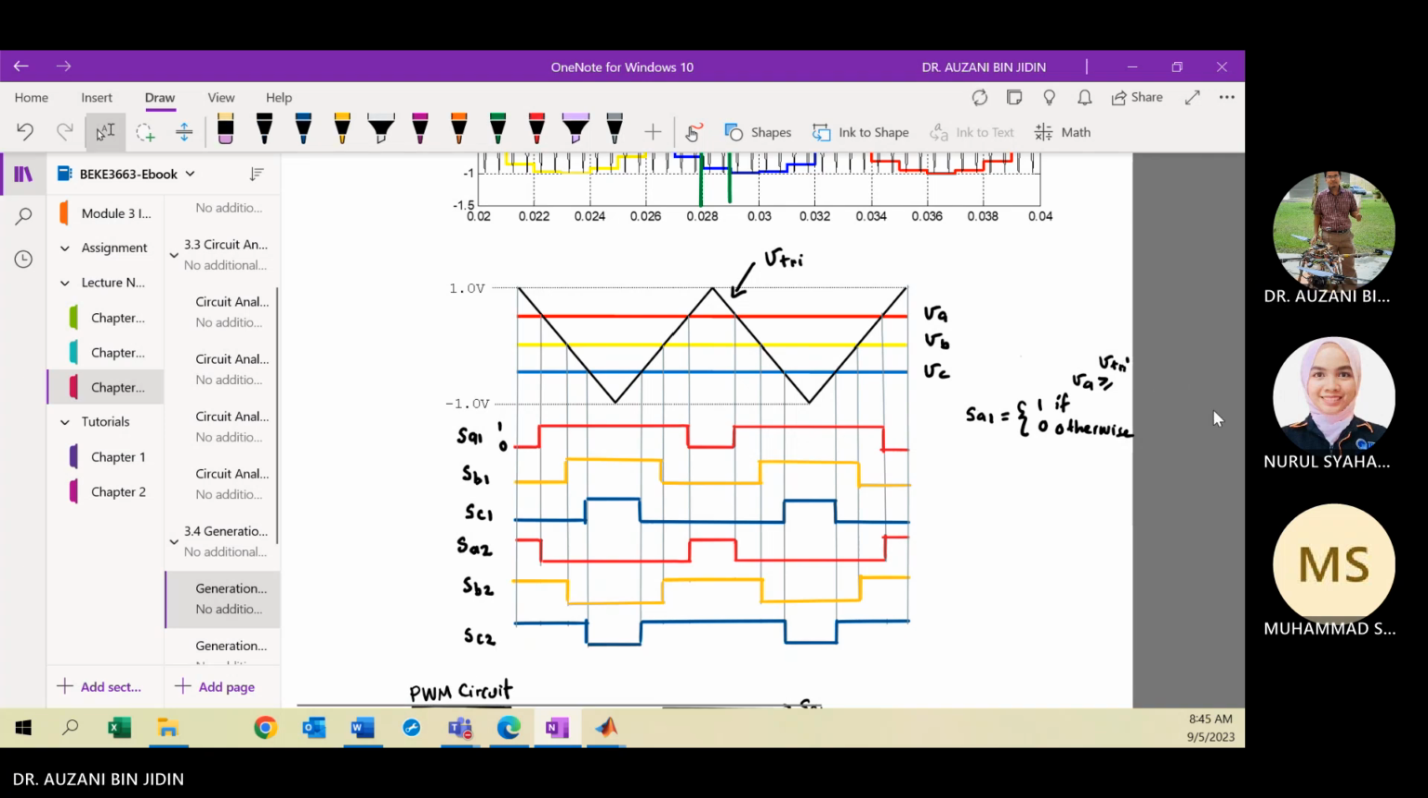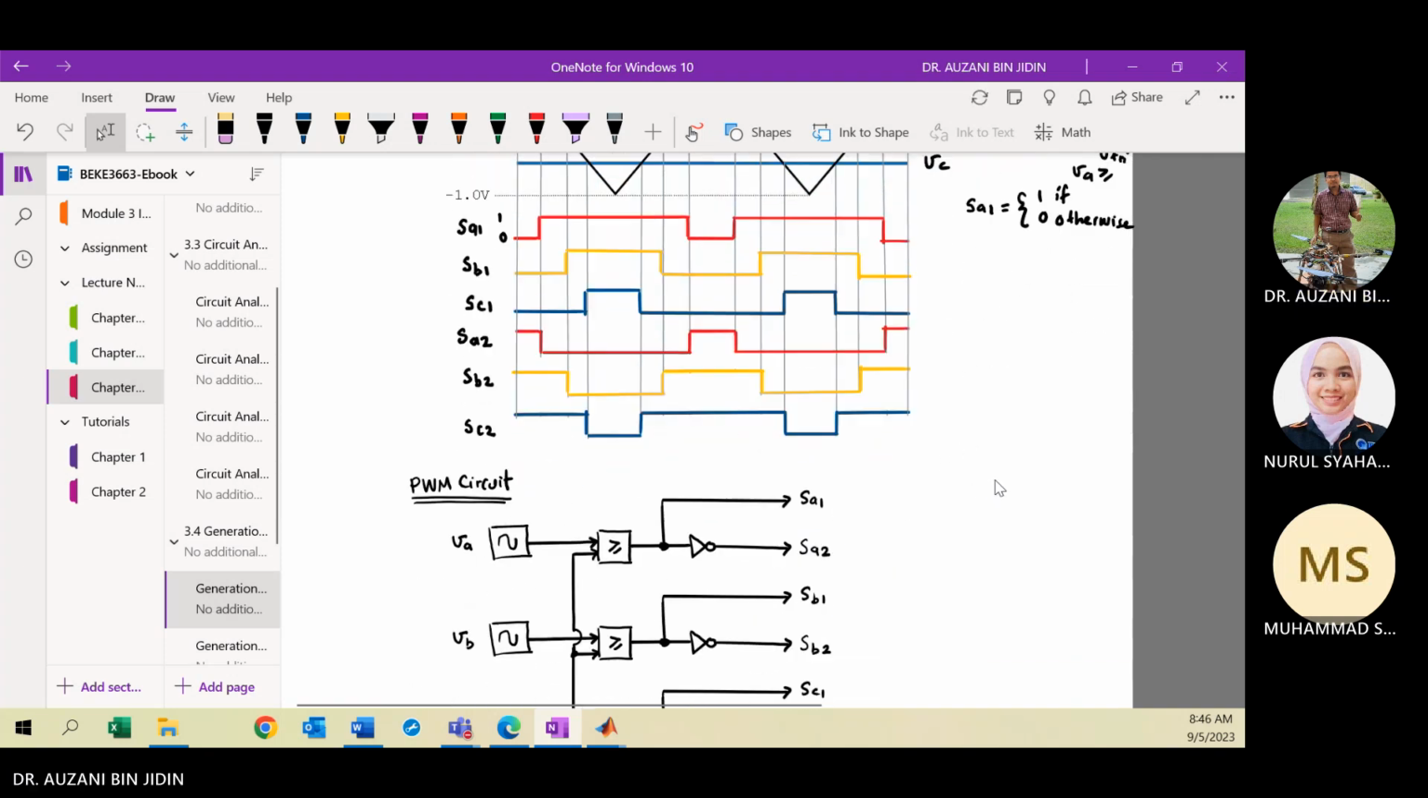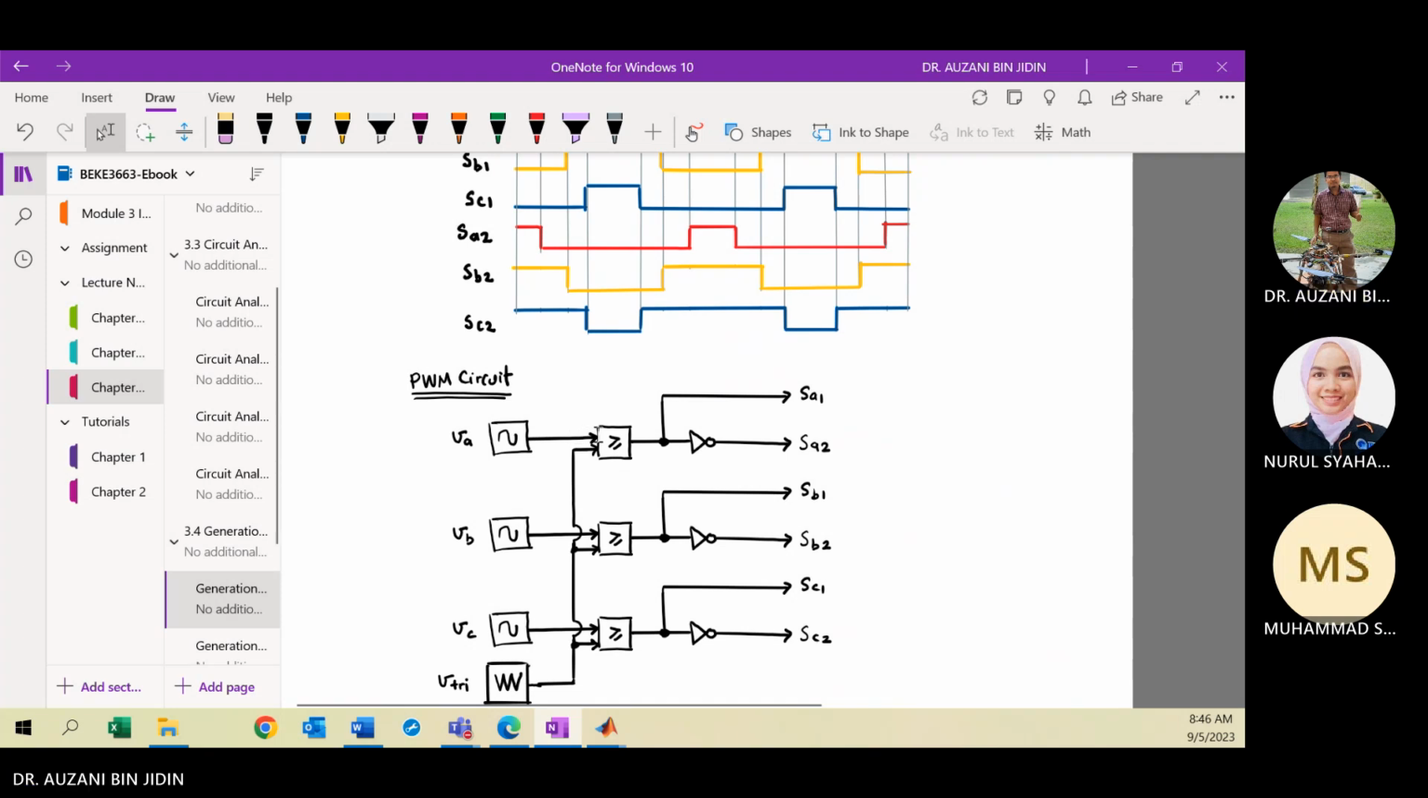Okay, clear? This is basic, just revision. You must also know how to sketch and design the PWM circuit. This PWM circuit is responsible for generating the switching states, SA1, SA2 until SC2. Remember, in sinusoidal pulse width modulation, the switching state is generated based on a comparison between the modulating signals and a single triangular waveform.